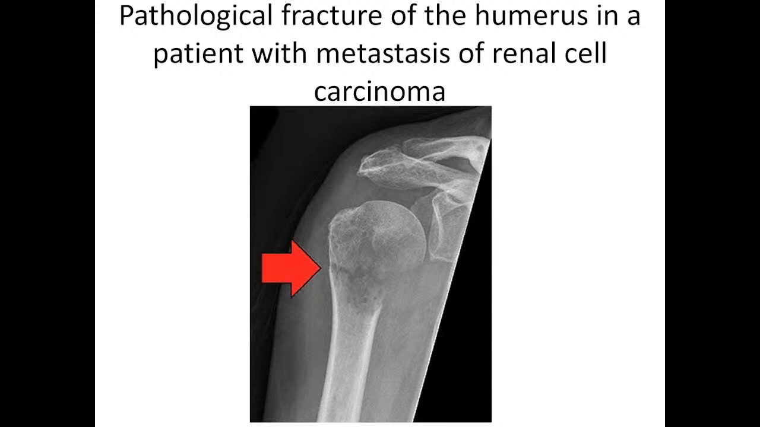In this slide, you can see a pathological fracture of the humerus in a patient with metastasis of renal cell carcinoma. And in this slide, you can see an X-ray of the femur, and below you can see the compact bone. Here, at the head of the femur, you can see this weakness of the bone, and maybe usual movement led to a break in the bone. It's a pathological fracture.